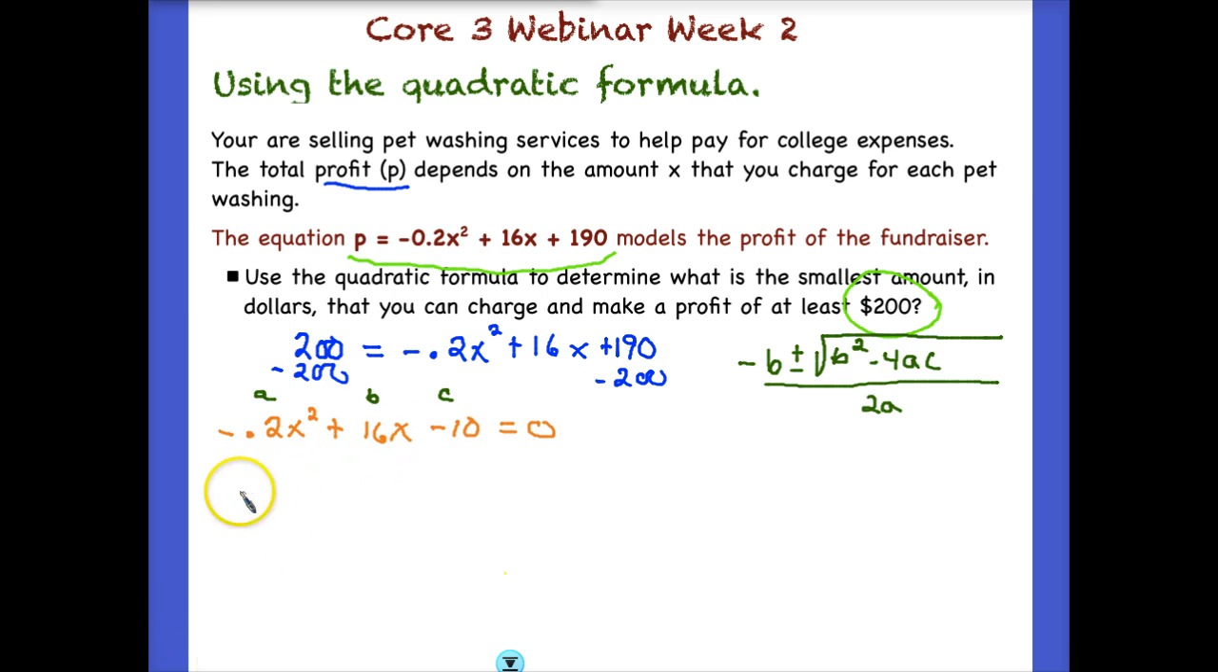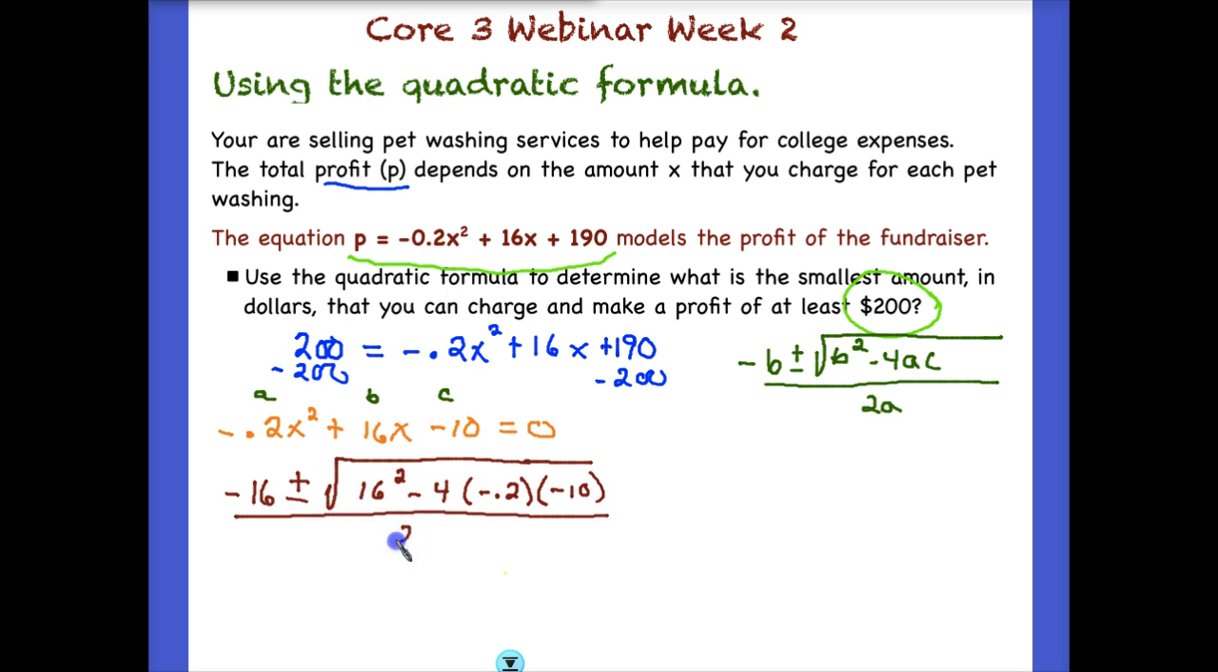And so we have negative b, so you do negative, and then whatever b is. So if b was negative, you'd have a negative, negative, but it's positive. So we have negative b plus or minus the square root of b squared, so 16 squared, minus 4 times a, which is negative 0.2, times c, which we said was negative 10. And that's all divided by 2 times a.